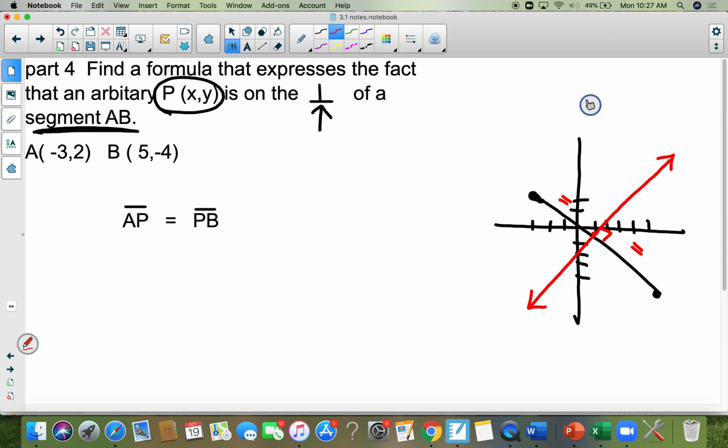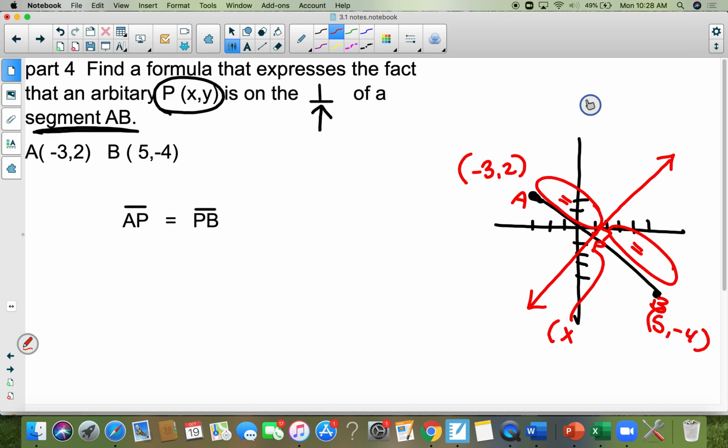If it breaks the black line in half, then these two are equal to each other. So all I do is set from A to P equal to, so this is some point in the middle, and I'm going to set this equal to this. From A to P and from P to B, I'm going to set them equal to each other, because if they truly are perpendicular bisectors, then from A to P is equal to P to B. And A is negative 3, 2, and B is 5, negative 4, and P, we don't know what it is, it's x, y.